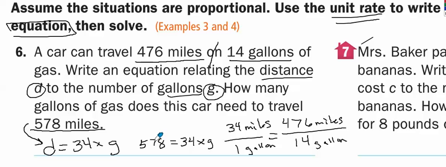Well, now again, we're back to fact families from elementary school. If 34 times G is 578, well, then that means that 578 divided by 34 must give me my gallons. Another way to think about it, we're taking 578 miles and splitting them up into groups of 34 miles at a time. So 578 miles divided by 34 miles at a time will give me the number of gallons I need. And again, if you go to a calculator and you divide that out, you're going to find that it's going to take 17 gallons of gas.